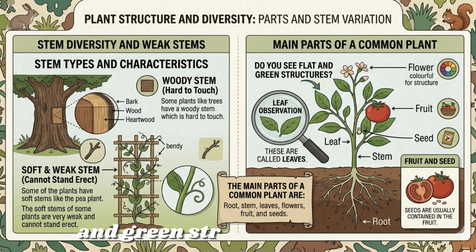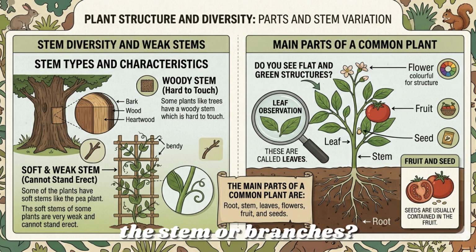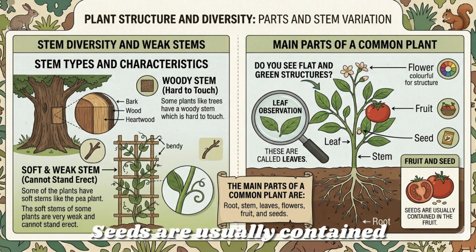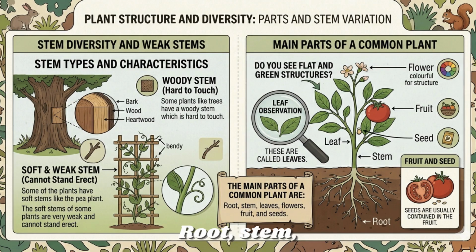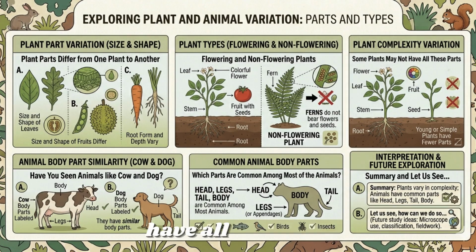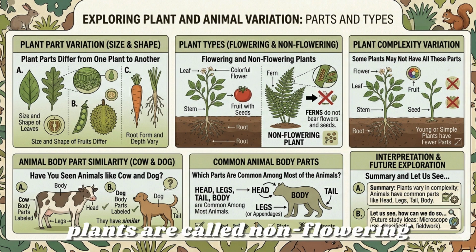Do you see flat and green structures attached to the stem or branches? These are called leaves. You may find colorful flowers, fruits and seeds also. Seeds are usually contained in the fruit. Root, stem, leaves, flowers, fruit and seeds are the main parts of a common plant. Most of the plants have all the parts mentioned above, but the size and the shape of these parts may differ from one plant to the other. Some plants may not have all these parts. For example, ferns do not bear flowers and seeds. Such plants are called non-flowering plants.